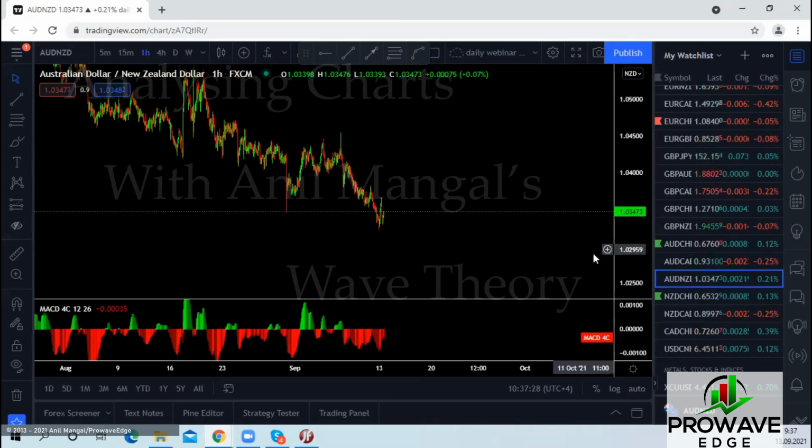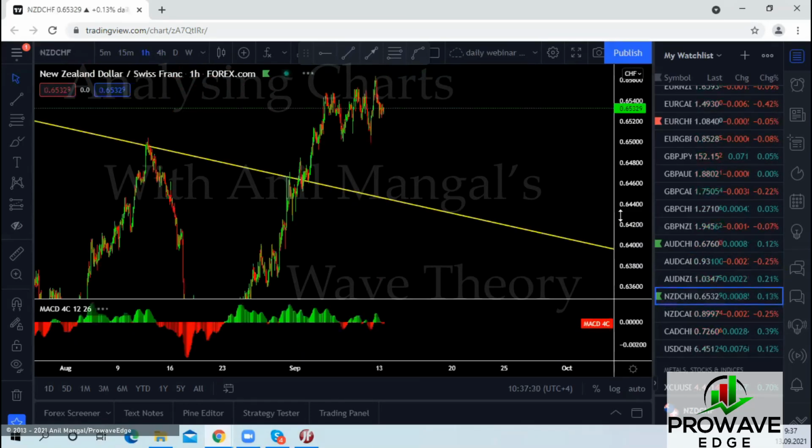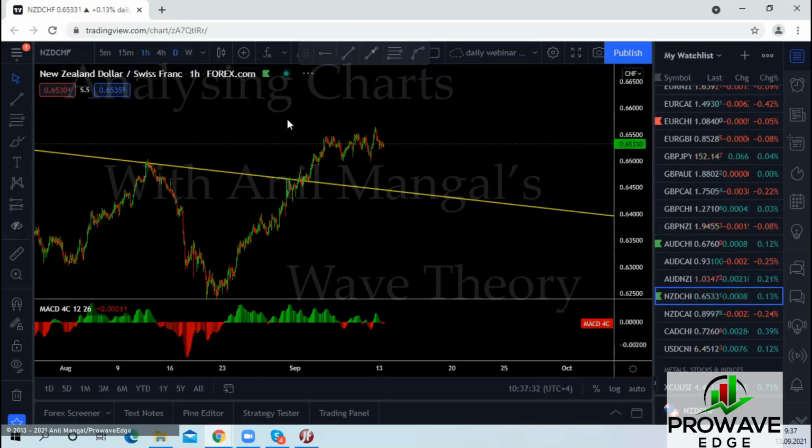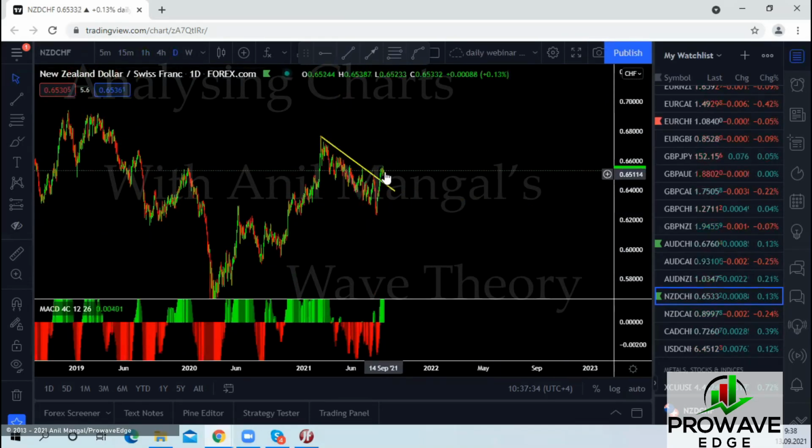Aussie New Zealand, stay away from it. New Zealand Swiss buy setup. We broke out of the structure as well. So you're consolidating there. That's an absolute buy setup.